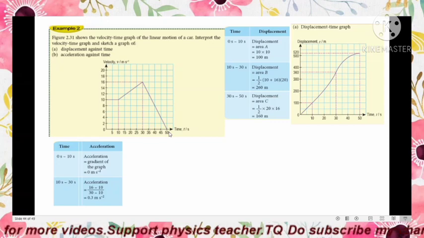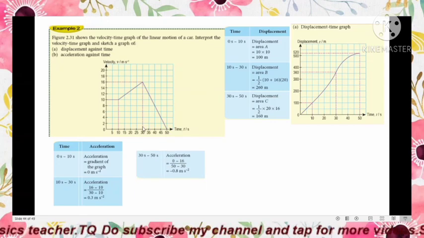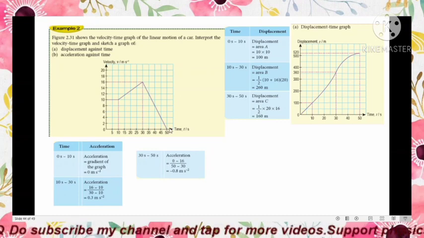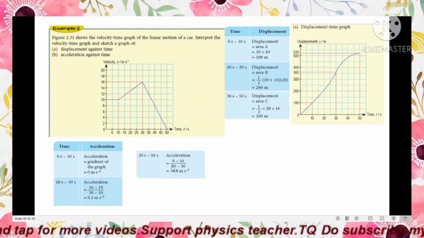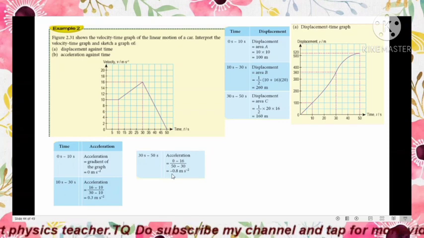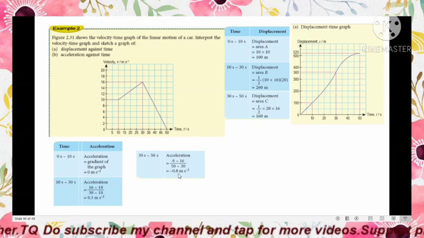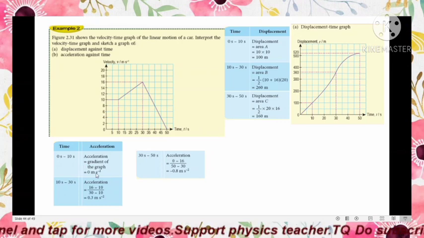Okay, the last part from 30 to 50, the gradient, you also can draw a triangle below the line. So the gradient becomes 0 minus 16 divided by 50 minus 30. It becomes negative. So negative 0.8 meter second negative 2. Okay, now we have all the values of acceleration.